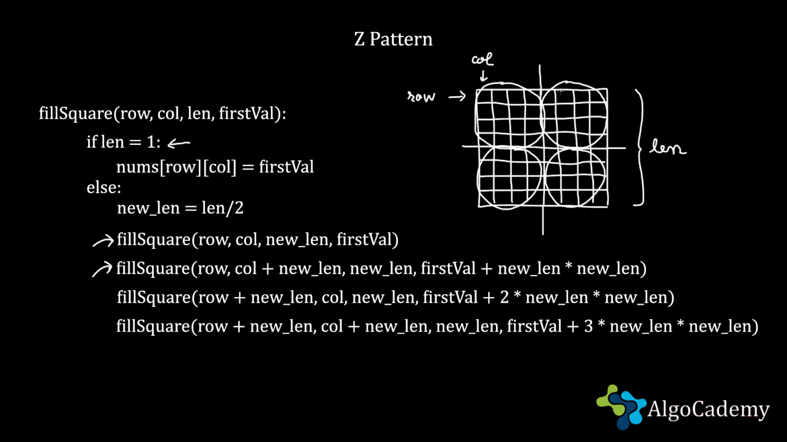And let's see what happens here, right? So, yes, the first quadrant is indeed the same in terms of its arguments. The upper left corner is still in row, col, that's good. The new length is obviously new len, which is len divided by 2, and the first value is still first val. Now, for the second one, yes, the row is the same, but the column is now 1, 2, 3, 4, is col plus 4, right?